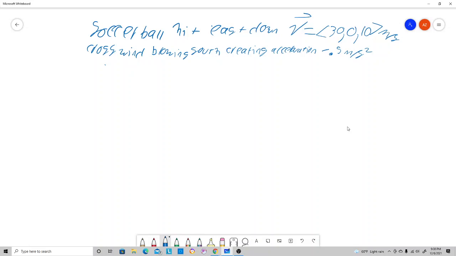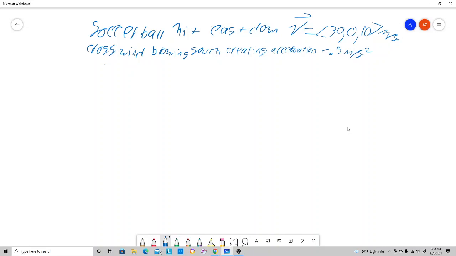So in here it says that the soccer ball is hit east with a velocity of 30, 0, 10. So 30 meters per second in the east direction, 0 in the south direction, and then 10 in the up direction.